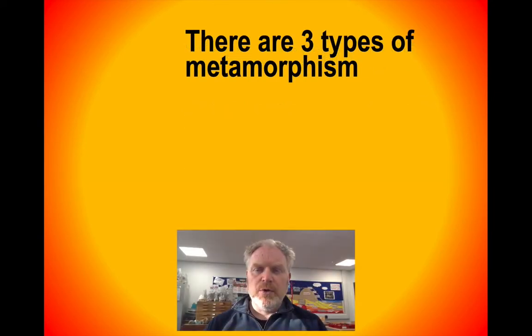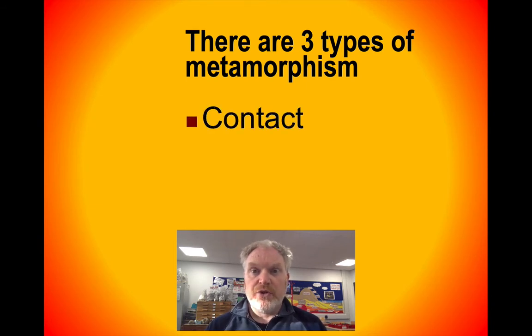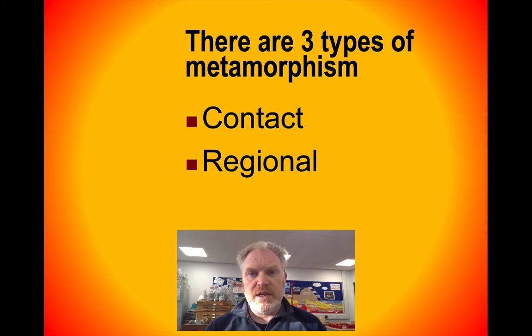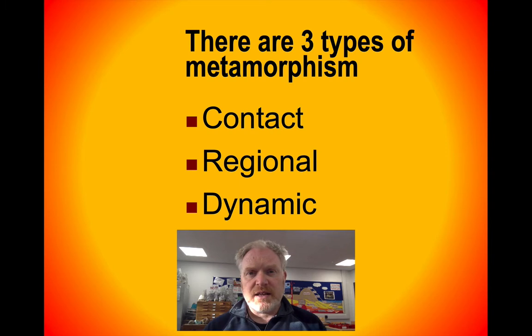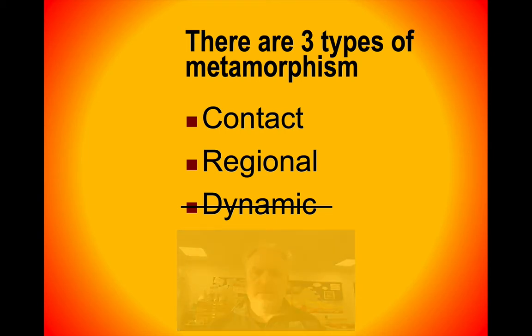Now, there are three types of metamorphism that make rock. What we call contact or thermal metamorphism, where the main agent of metamorphism is heat. Regional or burial metamorphism, where we have increasing amounts of heat and pressure as rocks get buried deeper within the crust. And finally, a third type of metamorphism we call dynamic metamorphism or cataclastic metamorphism. This is where there's extreme shear stress applied to a rock. Now for AS level, we don't worry about dynamic. We'll come back to that in year 13.